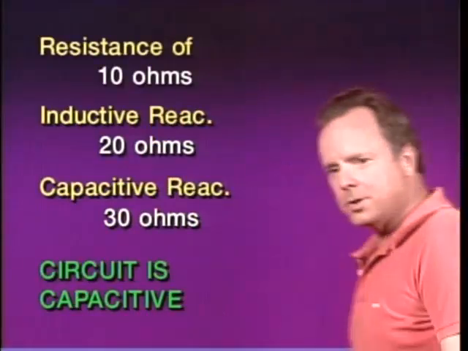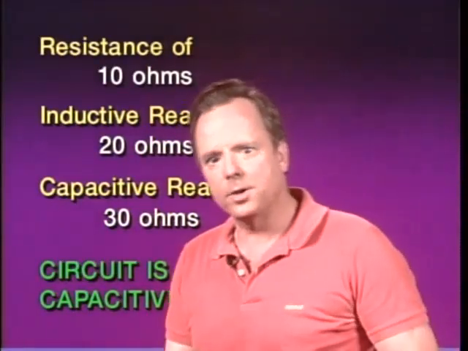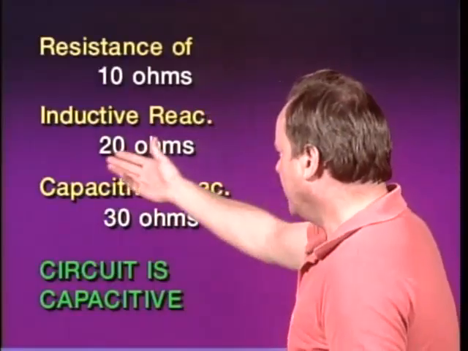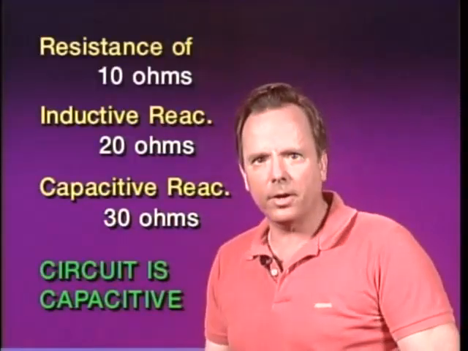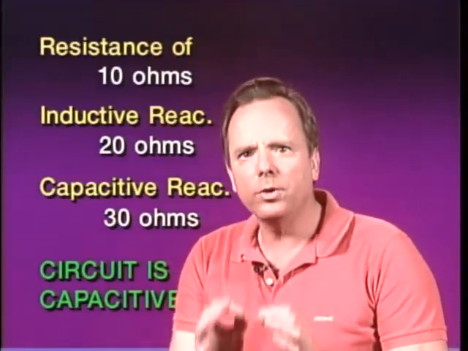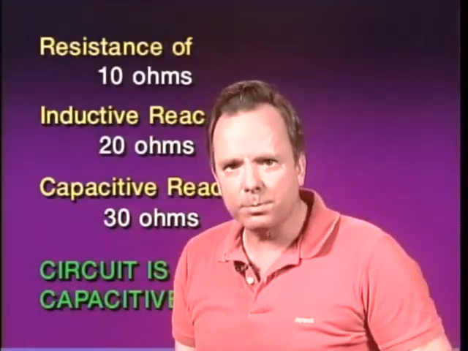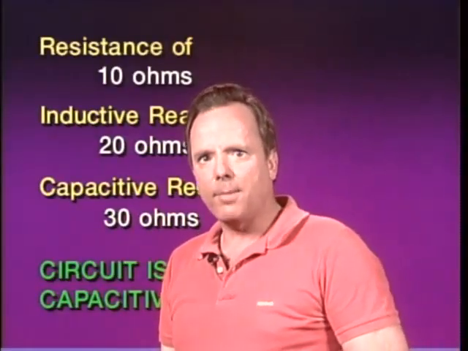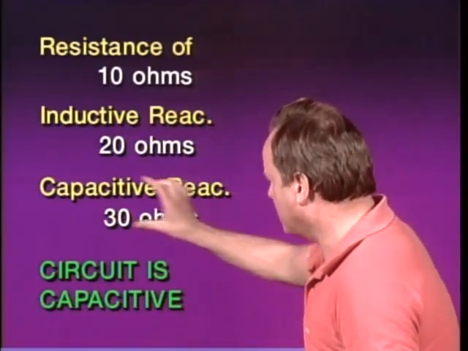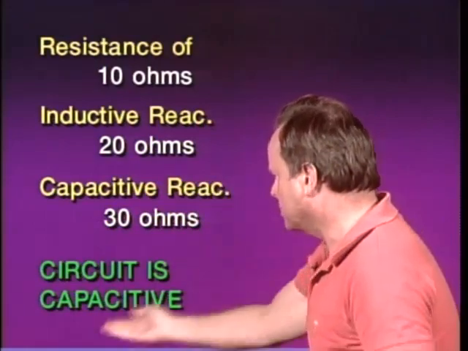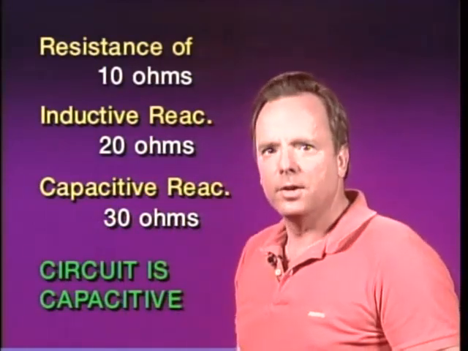Now here's another question they're going to ask you about a circuit. They'll say a circuit has resistance of 10 ohms, inductive reactance of 20 ohms, and capacitive reactance of 30 ohms. And then they say, how would you describe this particular circuit? Would you describe it as capacitive? And the answer is yes. This is a capacitive circuit because capacitance is predominant. So you would call that a capacitive circuit.